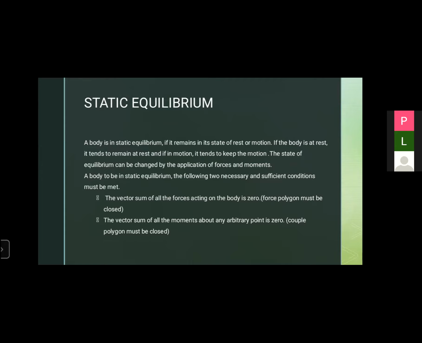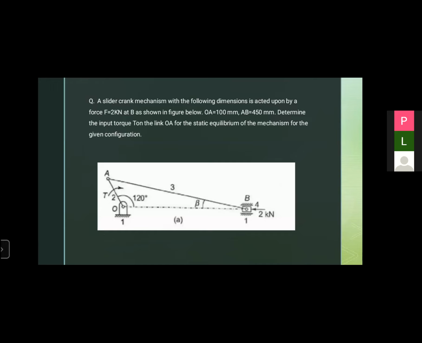A body is said to be in static equilibrium when two sufficient conditions are met. The one is the vector sum of all forces acting on a body is 0. And the vector sum of all moments about any point is 0. When a body is stationary, all the forces acting on that body should be equal to 0, and all the moments about some point in the body should also be equal to 0 for a body to be at rest. So these are the factors to be considered for the static analysis of simple plane mechanisms. So let us apply these things in the given problem.